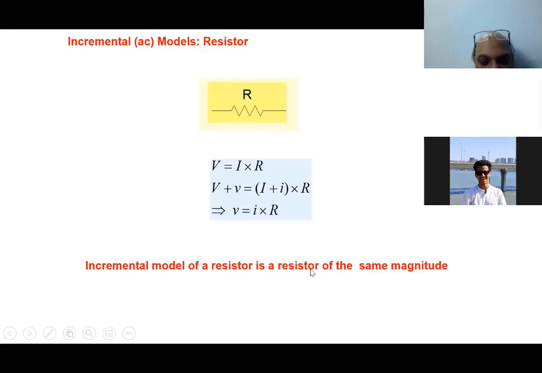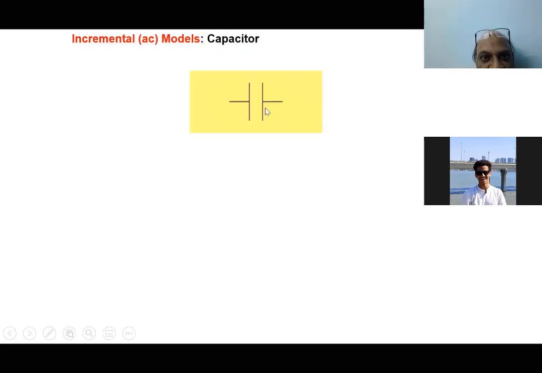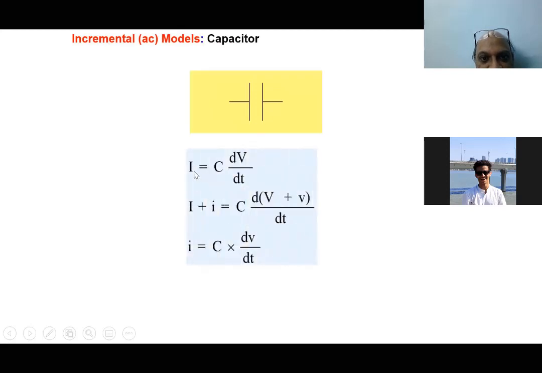So the incremental model of a resistor is a resistor of basically the same magnitude. When you're building an incremental equivalent circuit, the resistor stays as a resistor. Nothing changes here. Take a capacitor. The capacitor is I equal to C dV by dt. So let's change the voltage by a small amount v here. The current will change by a small amount i.